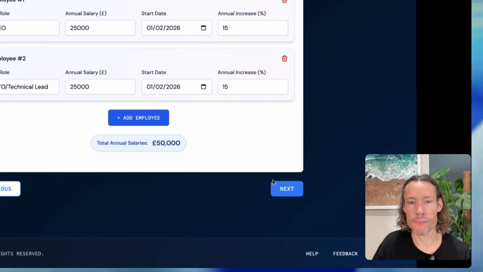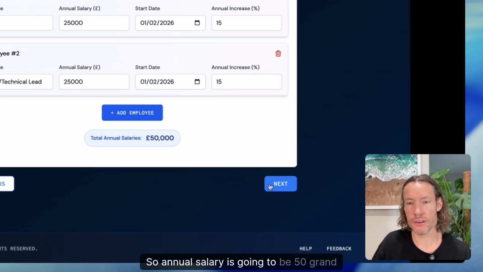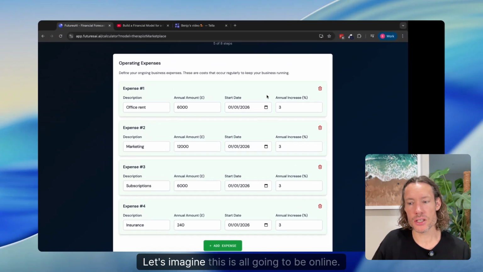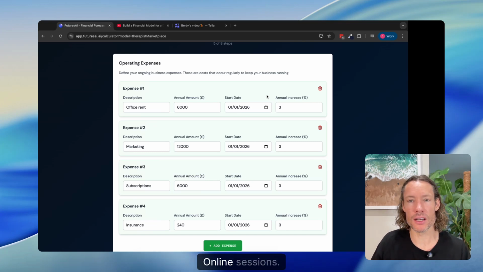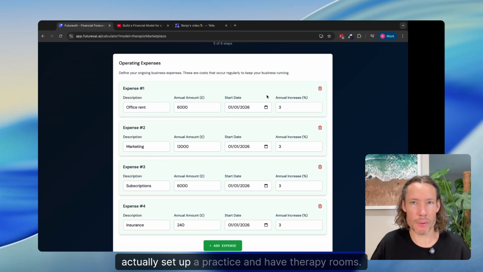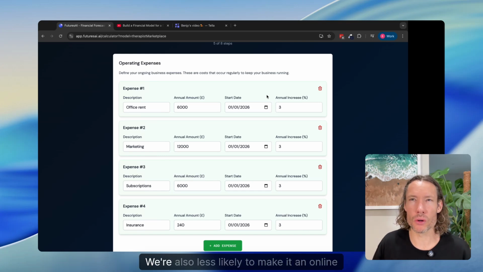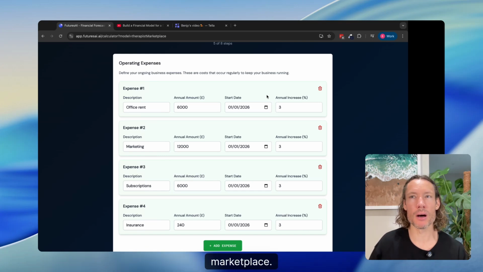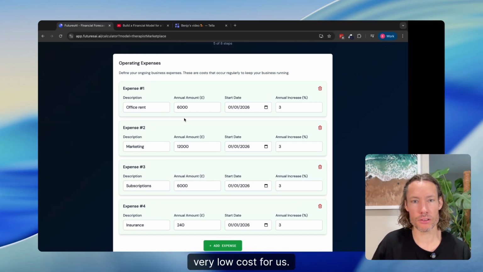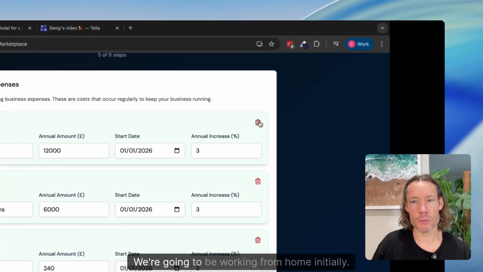Great. So annual salary is going to be 50 grand. And office rent, let's imagine this is all going to be online sessions. It's quite a major undertaking to actually set up a practice and have therapy rooms. We're also less likely to make it an online marketplace. We're thinking that this is going to be an online thing, very low cost for us. We don't need rent. We're going to be working from home initially.